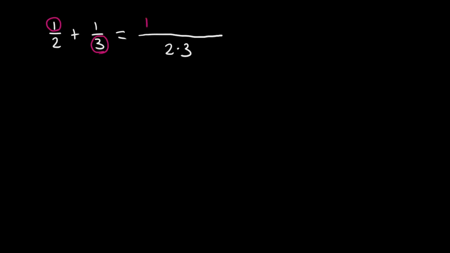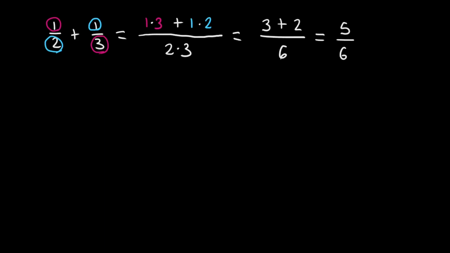So 1 times 3 plus we take the second numerator and we multiply it by the first denominator. So this is going to be 1 times 2. And so 3 times 1 is 3, 2 times 1 is 2, and 2 times 3 is 6. So 3 plus 2 is 5, and the denominator is 6. So 5 over 6 is the solution.